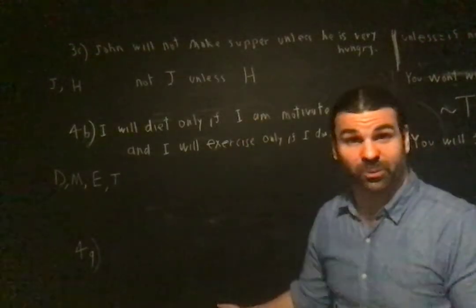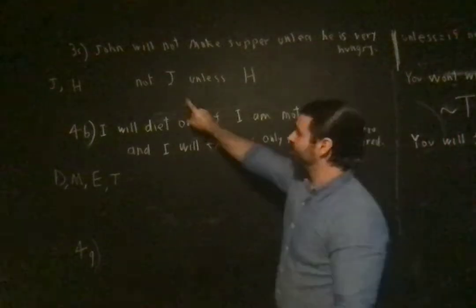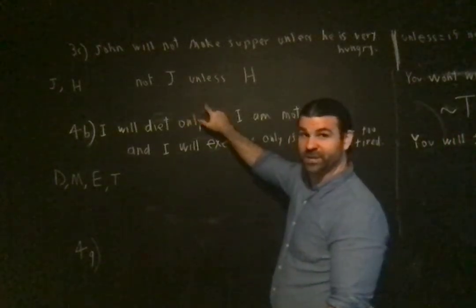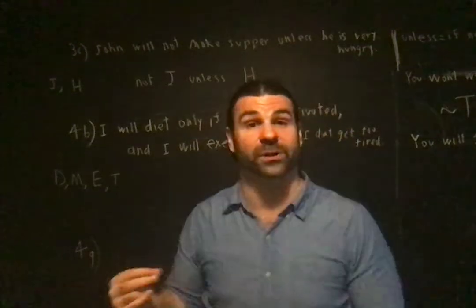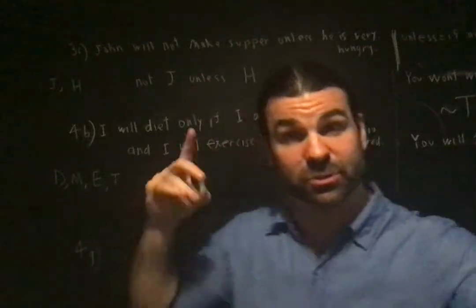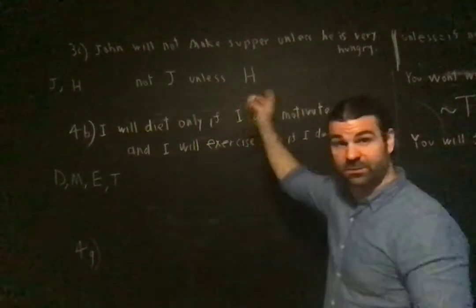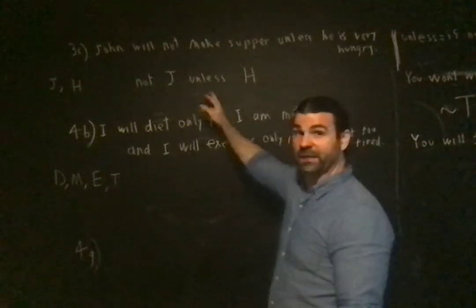Now what's the major operator? Is it not? Is it not, brackets, J unless H, and then I figure out unless? No, it's not. The major operator is unless, right? Unless is the last thing in the order of construction. You should see that from the original sentence, right? The major operator is, let's say, not J unless H.